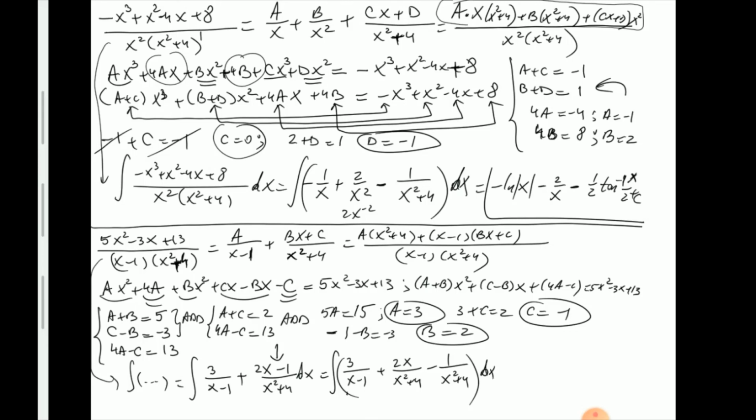But remember, this is a natural log. This is also a natural log, but via a u substitution. You take u to be x squared plus 4. And the last one is an arctangent. So take your time to actually do this slower if you want. But the answer should be 3 ln of x minus 1 plus ln of x squared plus 4. And then minus 1/2 inverse tangent of x over 2.